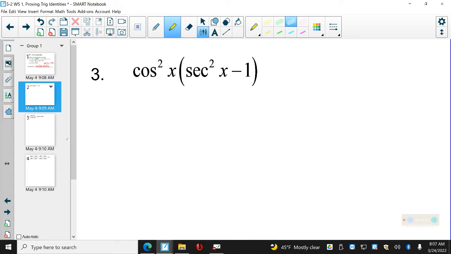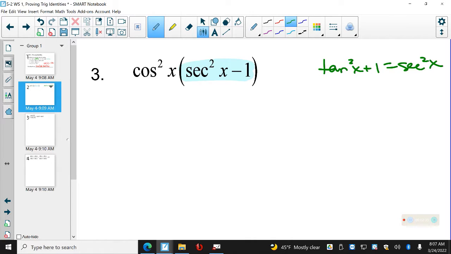When you look at cosine squared of x, your eye should be drawn to the middle of this problem. And you should immediately say, hey, tan squared of x plus 1 is equal to secant squared of x. So if I take the 1 over to the other side, obviously this entire thing is going to turn into a tangent squared of x. So I have the cosine squared of x times the tangent squared of x.